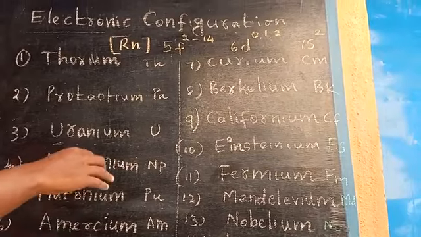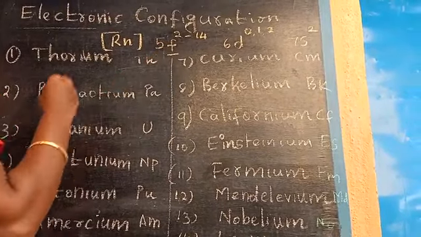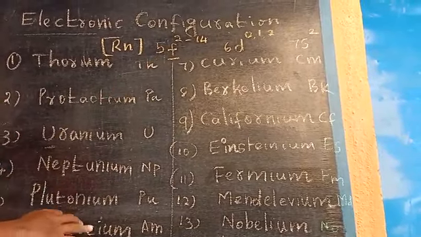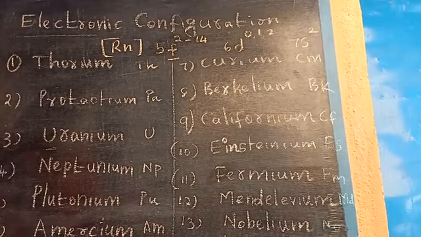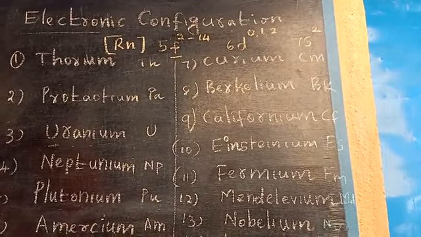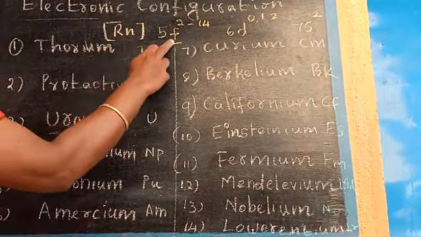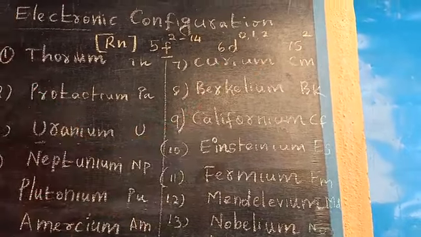So now we are adding electrons in the f orbital. So this is the F block. These are known as F block elements. Okay. So radon 5f, 2 to 14, 6d, 0, 1 or 2. Next, 7s2. Okay.